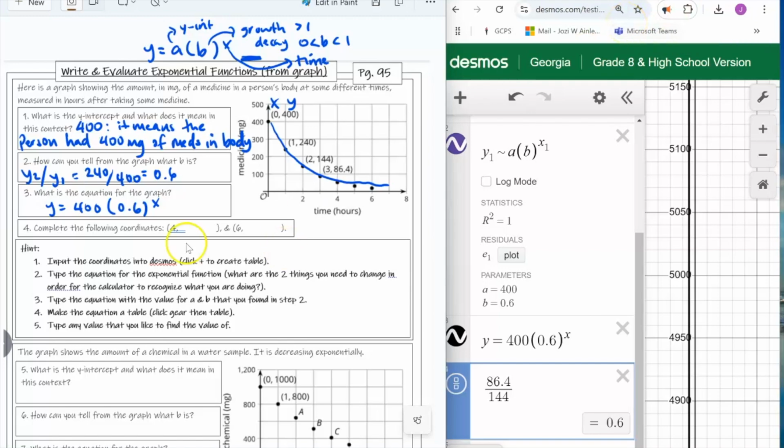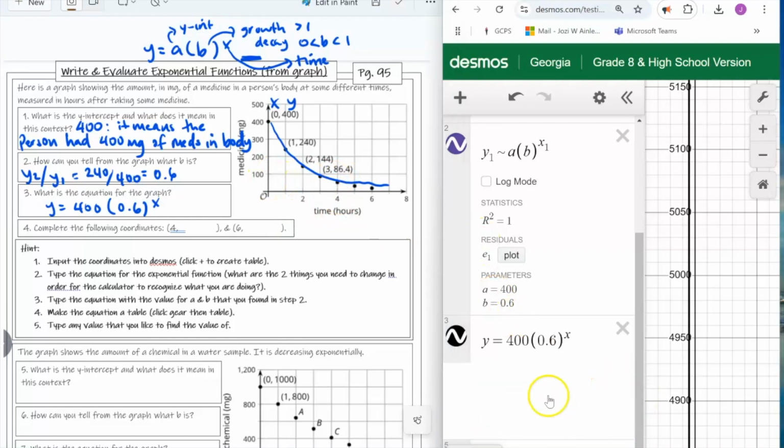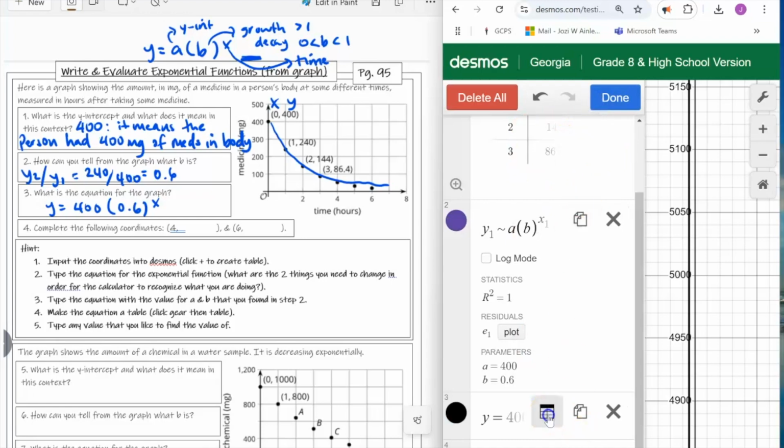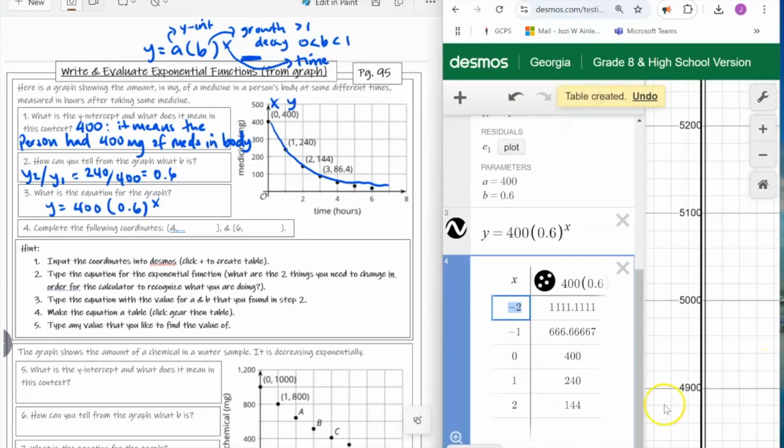All right, complete the following coordinates. Okay, so I want to know, when x is 4, what is my y value? Since we already have everything right here, I can make this a table, or I can look on the graph, but ain't nobody got time for that. And then just click 4. My y value is 51.86.